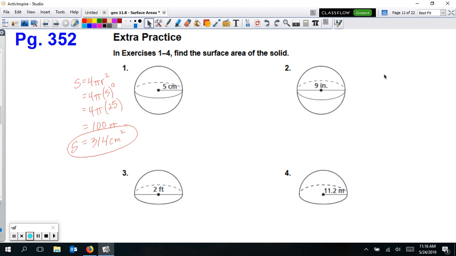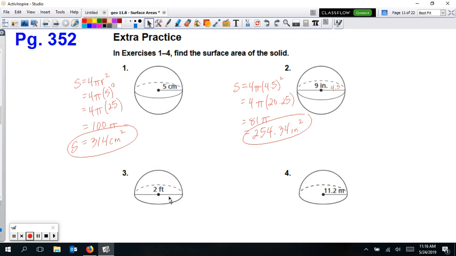And then number 2, our diameter shows us 9, so we need to realize that the radius really is 4.5. That's what we're going to plug into our formula. So again, S for surface area, 4 times pi times r, which is 4.5 squared. 4.5 times itself is 20.25, and then 4 times 20.25 on the calculator gives us 81. So we have 81 times pi, and when we multiply 81 times pi, we're going to end up getting approximately 254.34 inches squared. Notice I'm in square units because we are talking about surface area. So these are all going to be in square units.